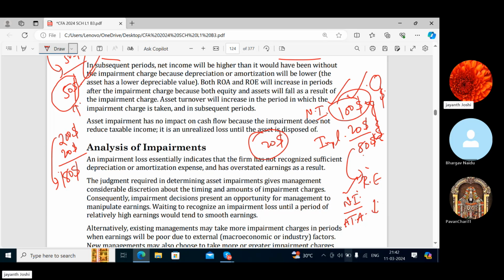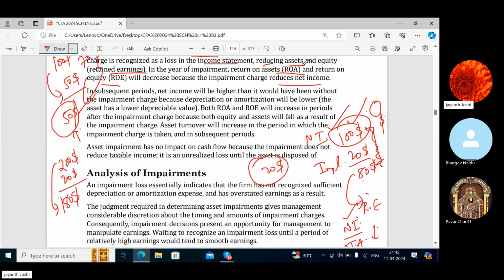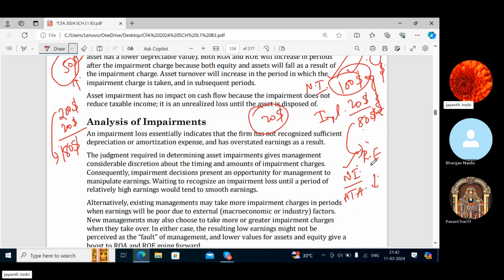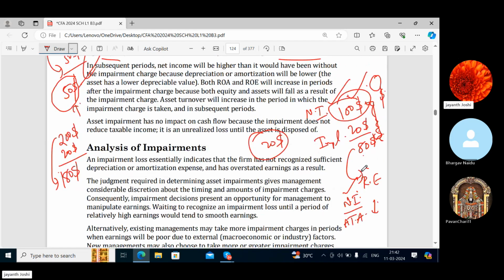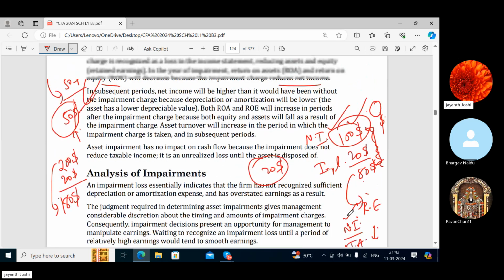You can practically do questions on this. And also your ROE will decrease because net income is decreasing, the numerator is decreasing more than the decrease in the denominator, so that will make the ratio decrease. In subsequent periods, net income will be higher. Why will it be higher? It will be higher than it would have been without the impairment charge, because depreciation or amortization will be lower.